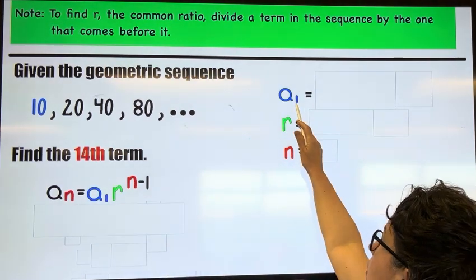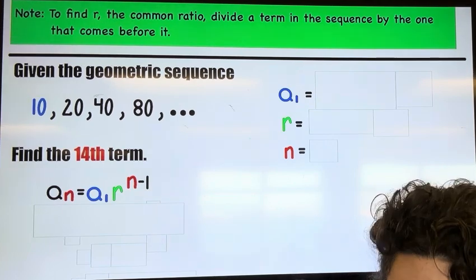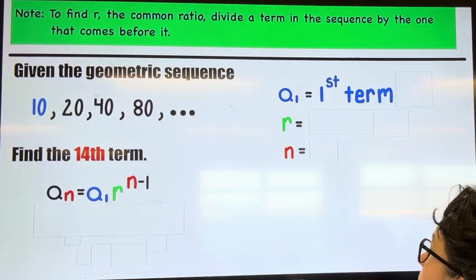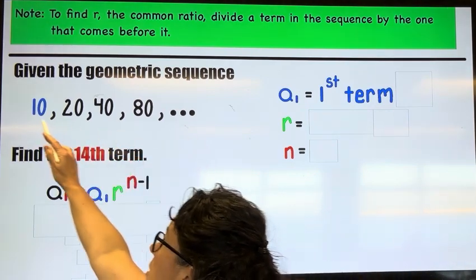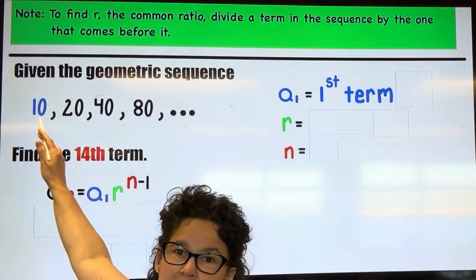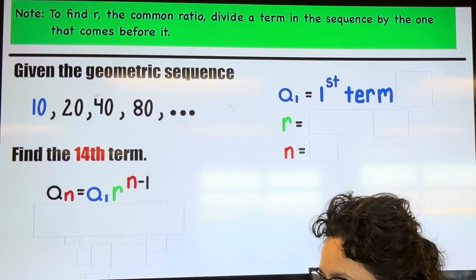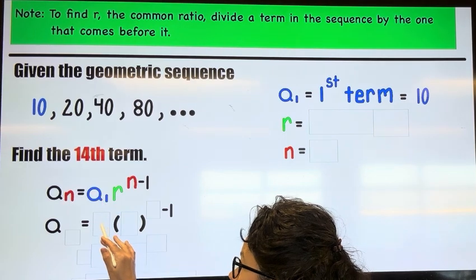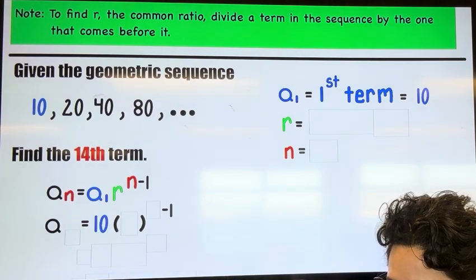So starting off with a sub 1. A sub 1 is talking about the very first term. So in this list right here, the number 10 is the first one. So a sub 1 is 10. So let's come in here and replace a sub 1 with 10.